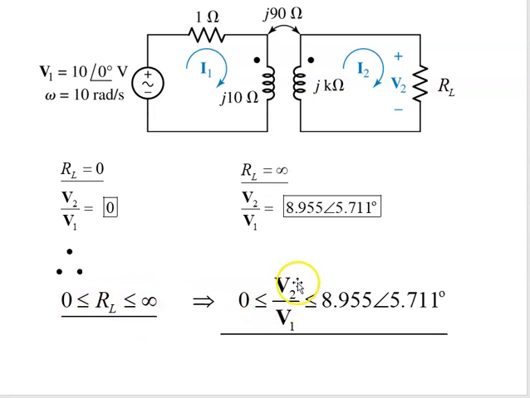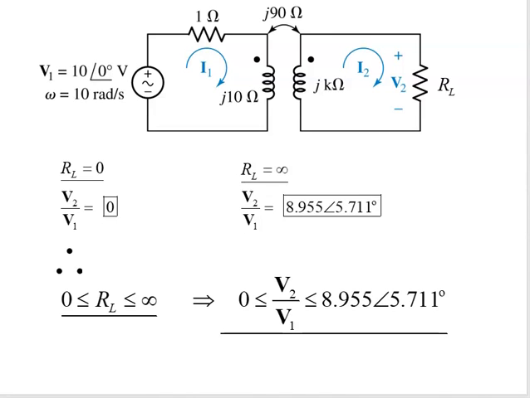In that range, our ratio of V2 over V1 goes from 0 to approximately 9, but we also get this phase shift, so the phase shift will change in there. And that's just by changing this load resistor here. So that's taking a look at this mutually coupled circuit or magnetically coupled circuit in frequency domain.